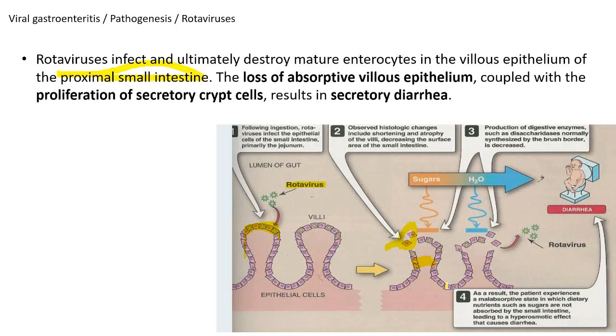The crypts here, that is a place where secretions in the GI tract are made. They will have some hyperplasia, so we will have proliferation of those crypt cells, and this will result in secretory diarrhea. So a decrease in absorption and an increase in secretion.